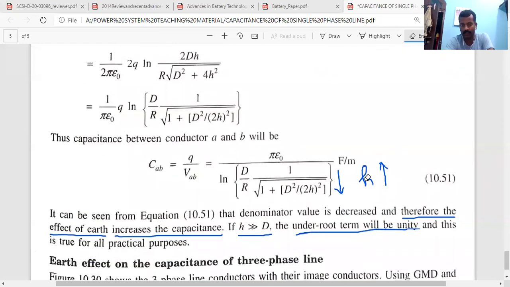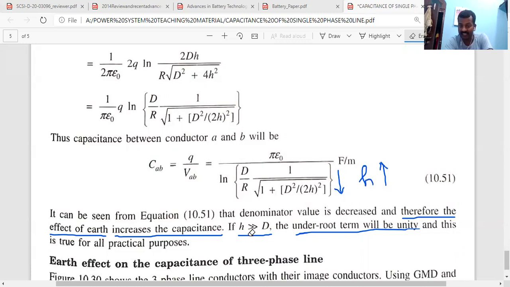Just see this expression very carefully here. If the value of h increases, then the value of the denominator will decrease, and when this denominator decreases, the capacitance will increase. We can say that the effect of earth increases the capacitance. You have to remember this concept from the GATE point of view and also from the ES point of view. This is a very important formula and concept.